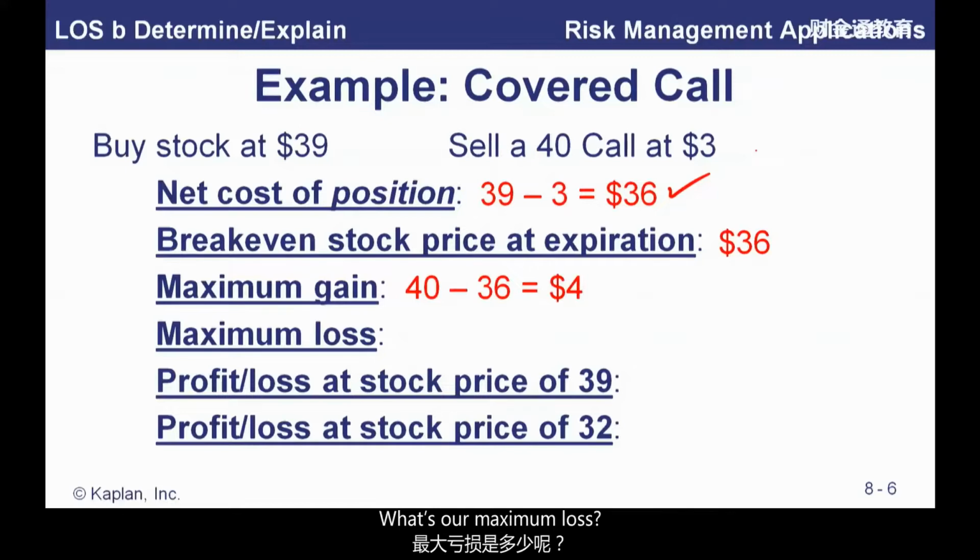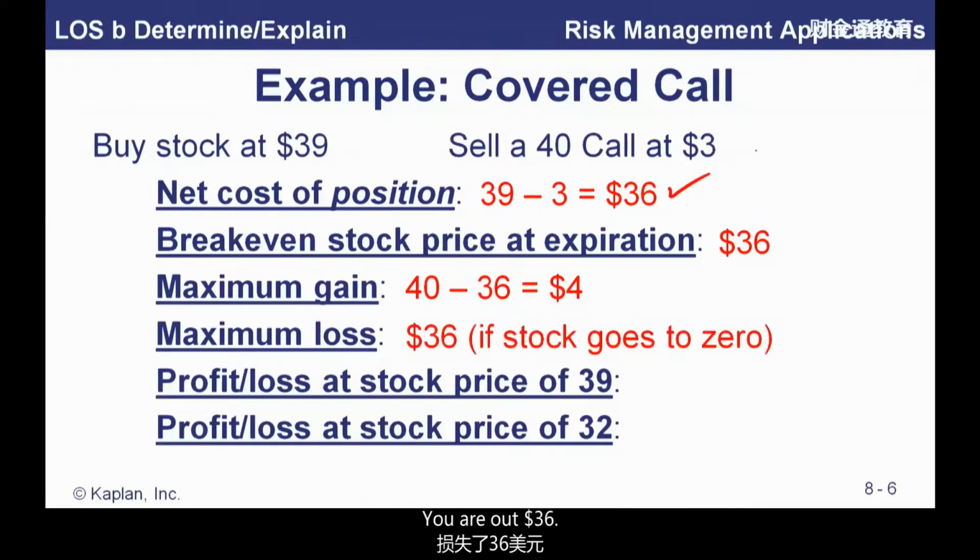What's our maximum loss? Well, if that stock price goes to 0, you've lost $36. That's your net cost of the position. Stock price goes to 0. Nobody cares about the call at 40. Your stock's worth 0, you get 0, and you're out $36.